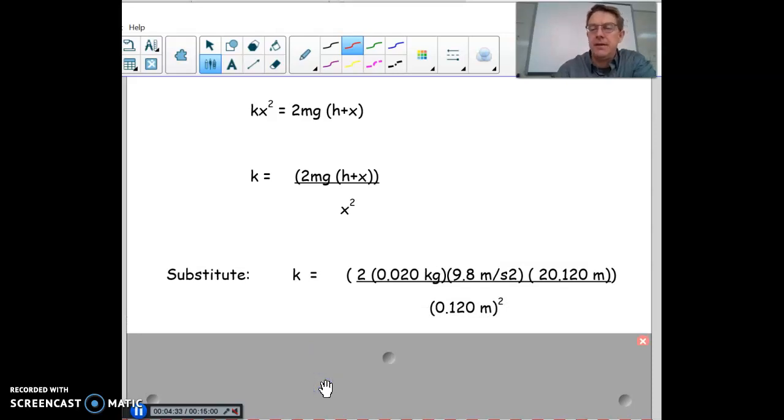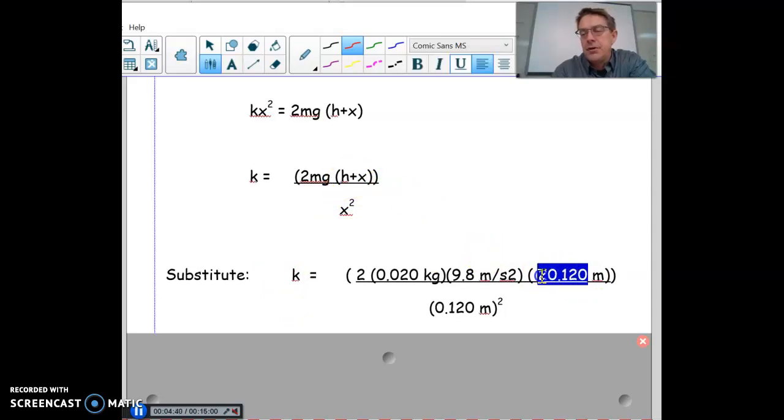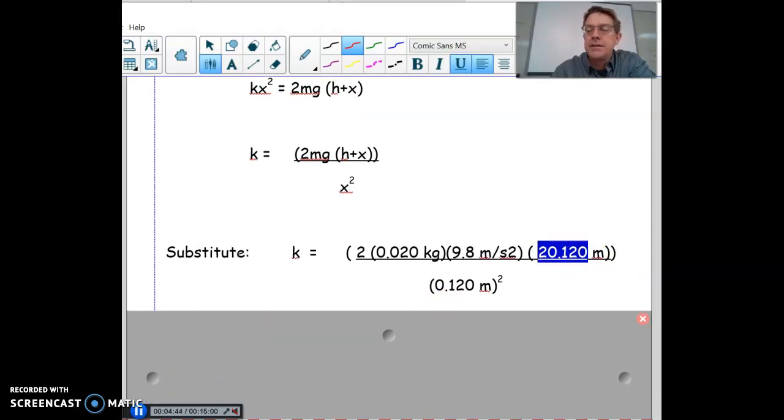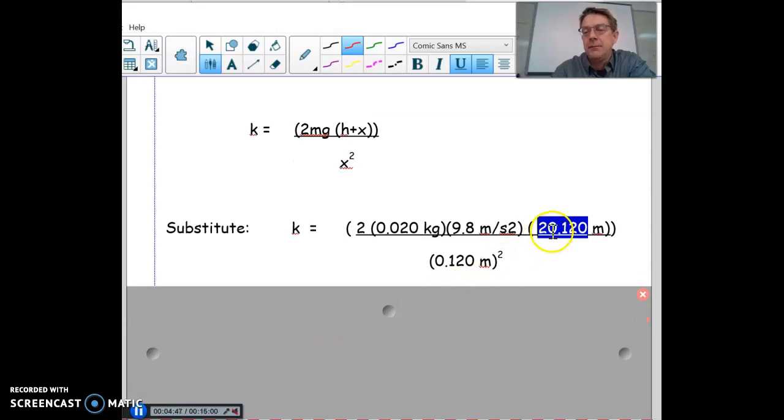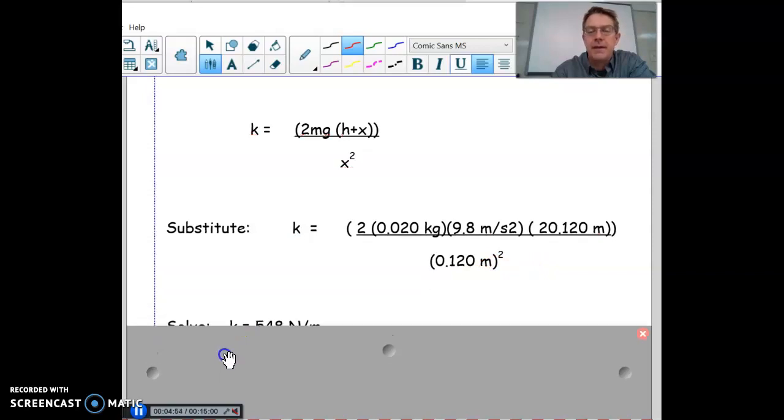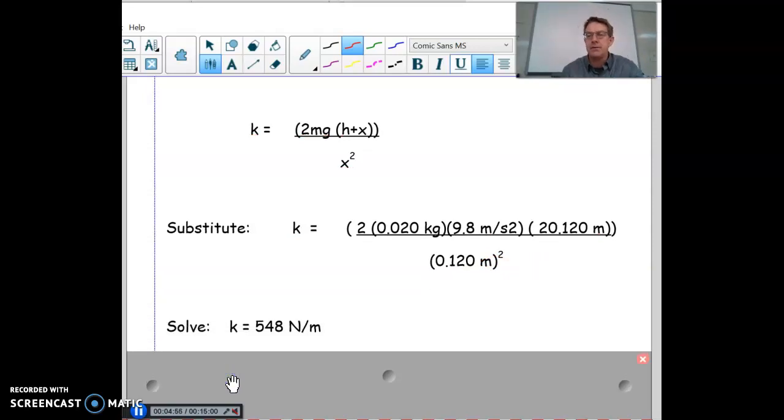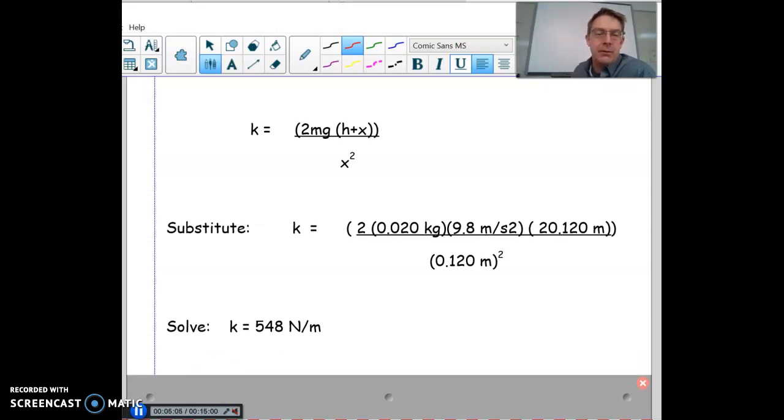You see that it ends up being a little bit of a bean counting exercise here. The height, you'll see that in the long run, that 0.120 meters really doesn't have that big of an impact on its final potential energy. We're splitting hairs a little bit, but nevertheless, we're going to incorporate it in there. It really doesn't have that big of an effect on the final value of k in this case. But when you finally crunch the numbers, you're going to find out that the spring constant has a value of 548 newtons per meter. So that's that first problem.